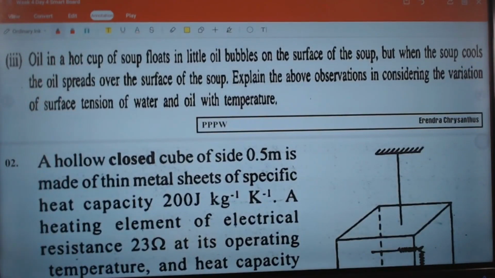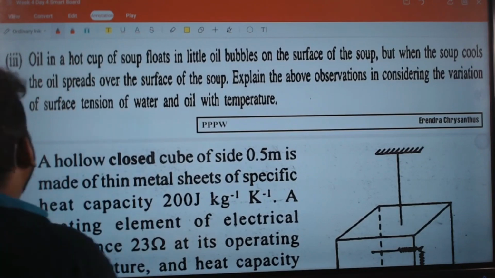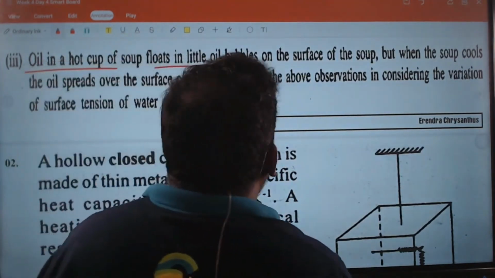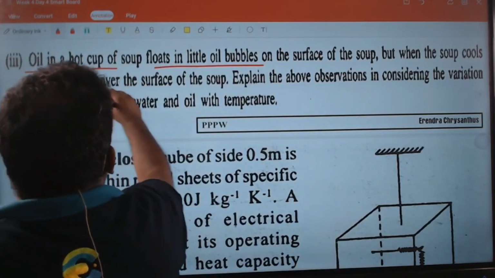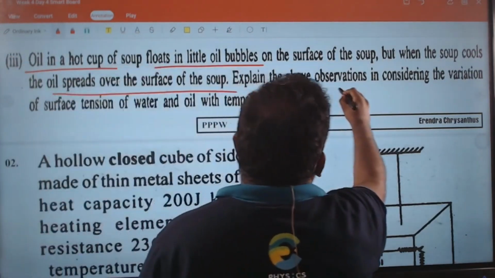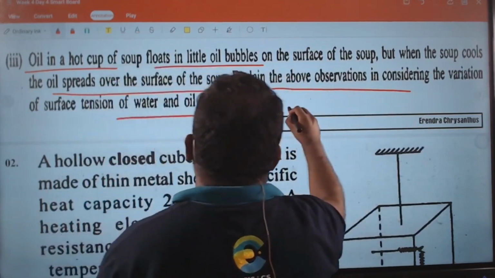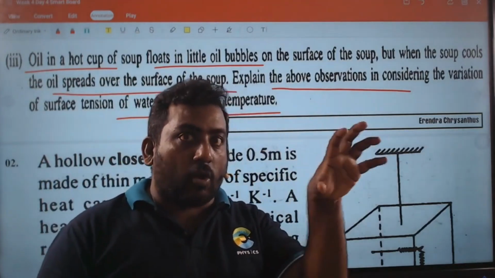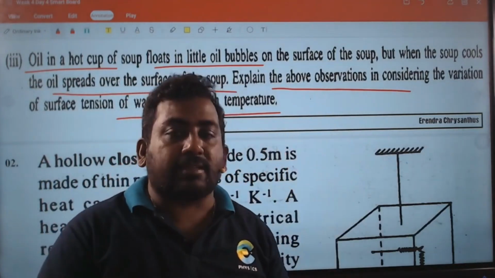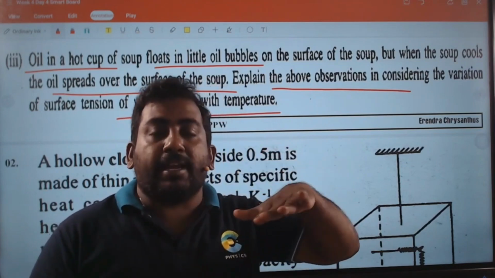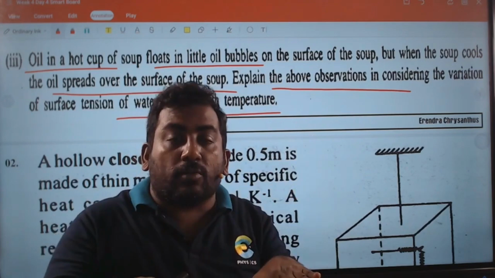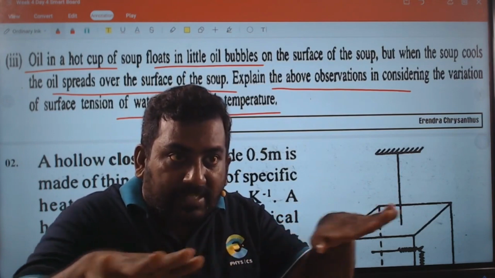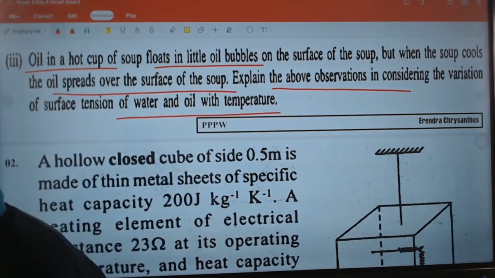Oil in a hot cup of soup floats in little air bubbles, oil bubbles. But when the soup cools, the oil will spread over the surface. Explain the above observation considering the surface tension of oil and water. What happens? When the temperature is high, the surface tension of water and oil are significantly different. So they don't mix, and there is no spreading. But when the temperature cools down, surface tensions are almost similar, so spreading of the oil layer will take place. So surface tension is the reason.